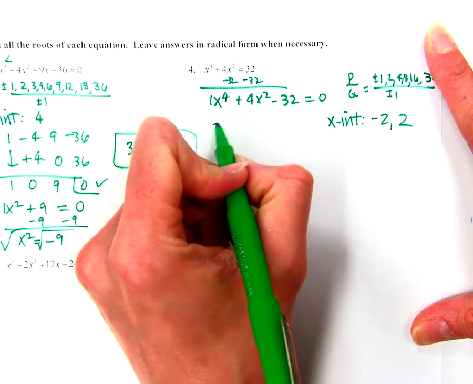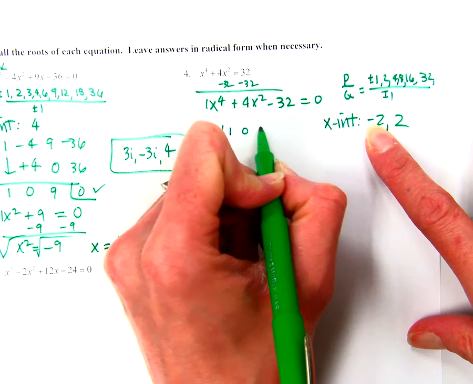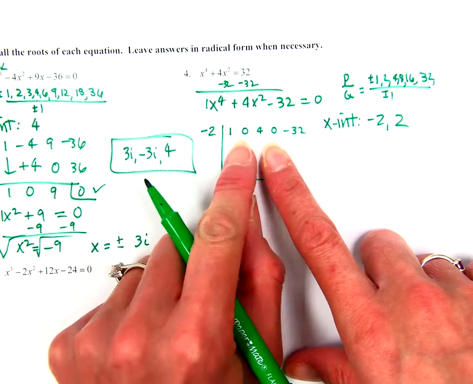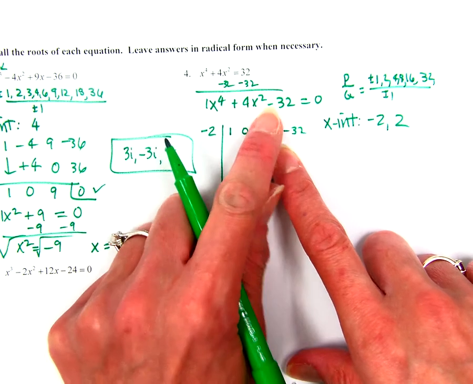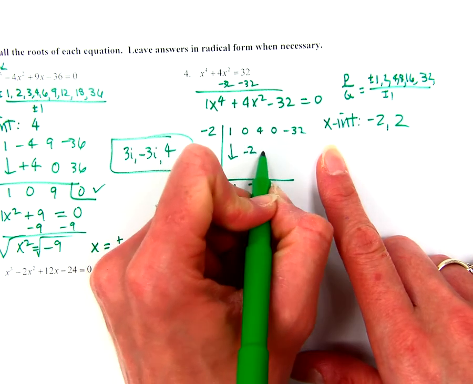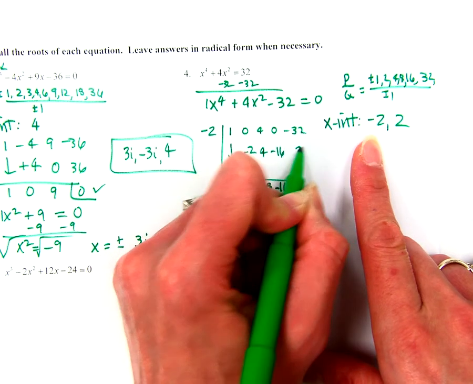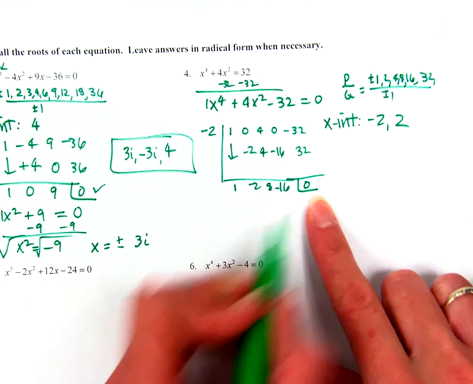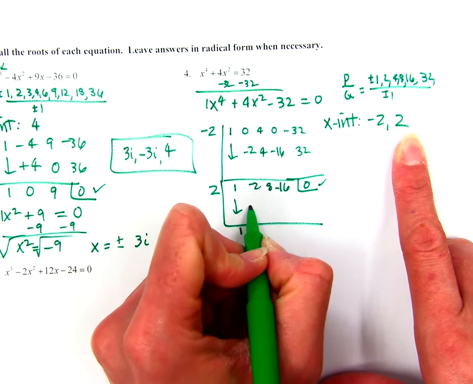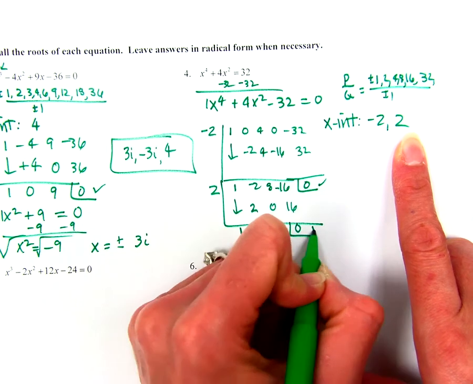Okay, so I need to use, I'll go negative 2 first. So we have 1, 0, 4, 0, negative 32. So why the zeros? Well, there was an x to the 4th, but no x cubed, 4x squared, no x's, and negative 32. All right, so do your synthetic division. And if you get 0 as a remainder, that's good. Then use your other 0, which was 2. All right, do your synthetic division again. 0 as a remainder is good.